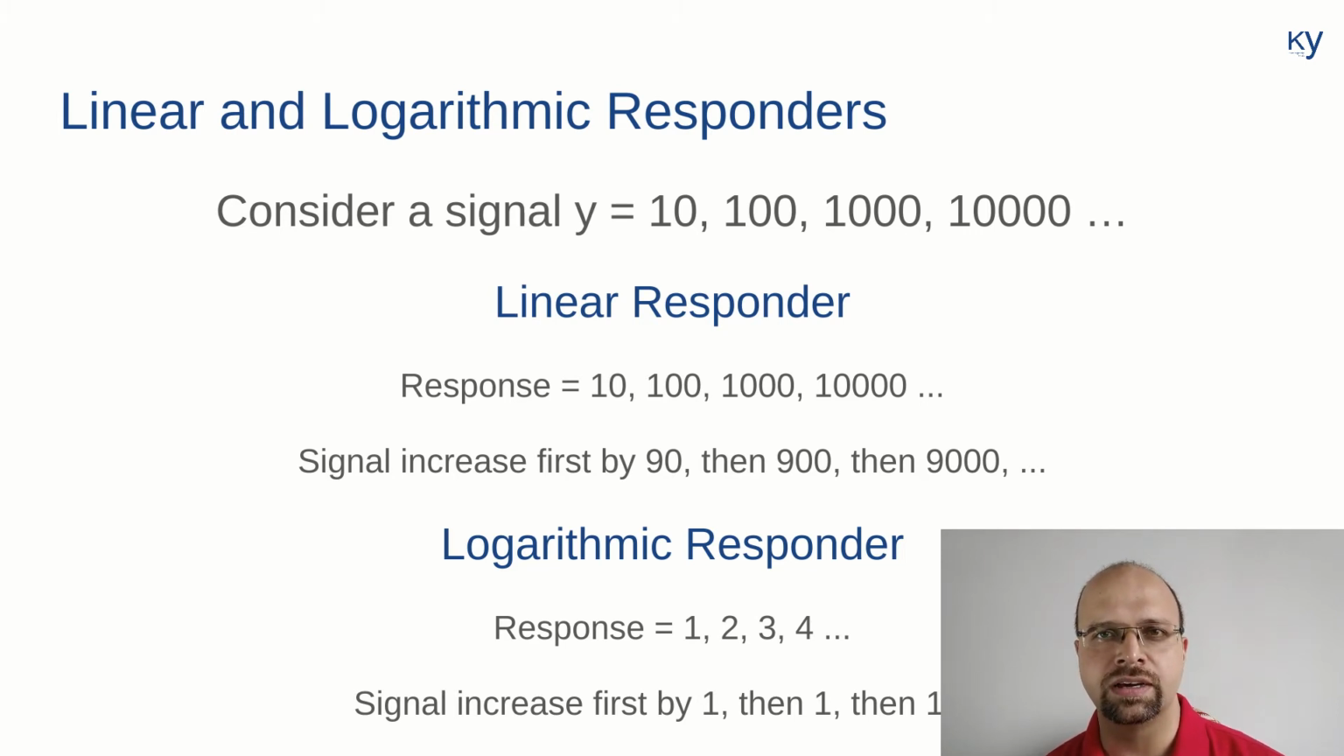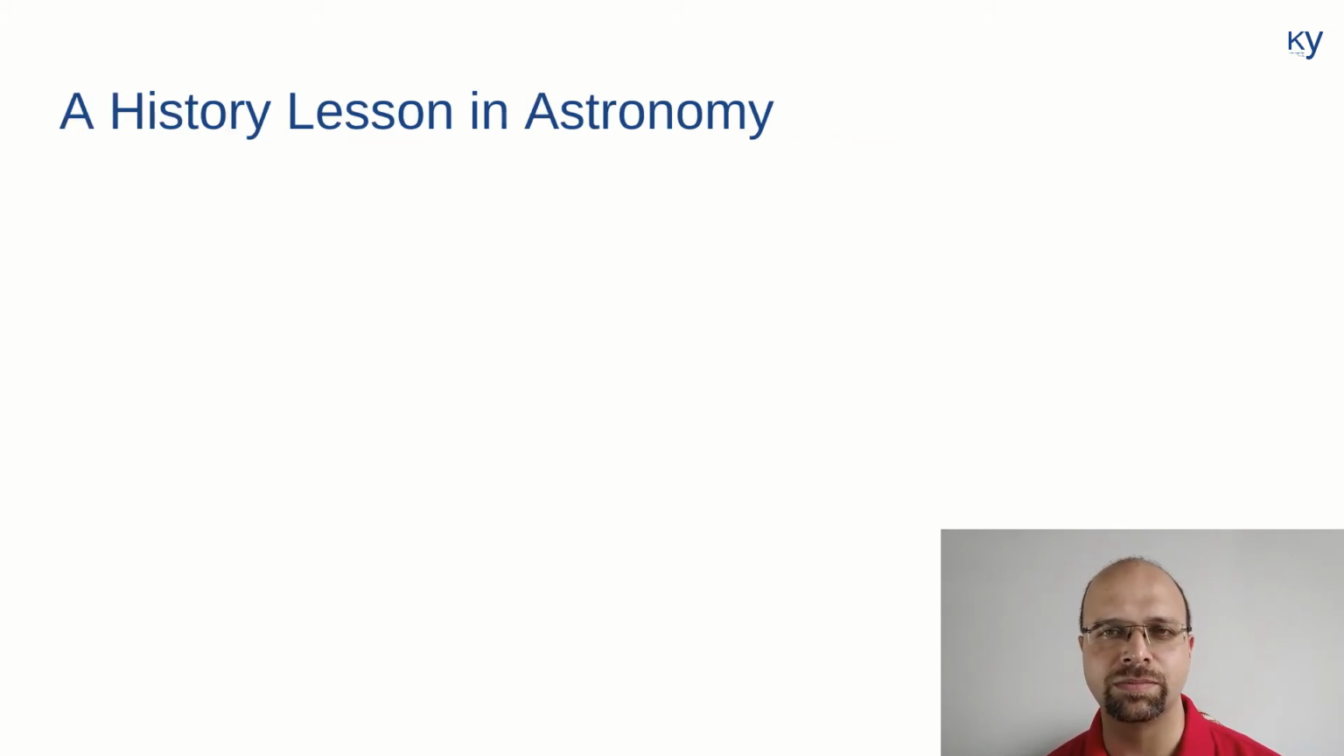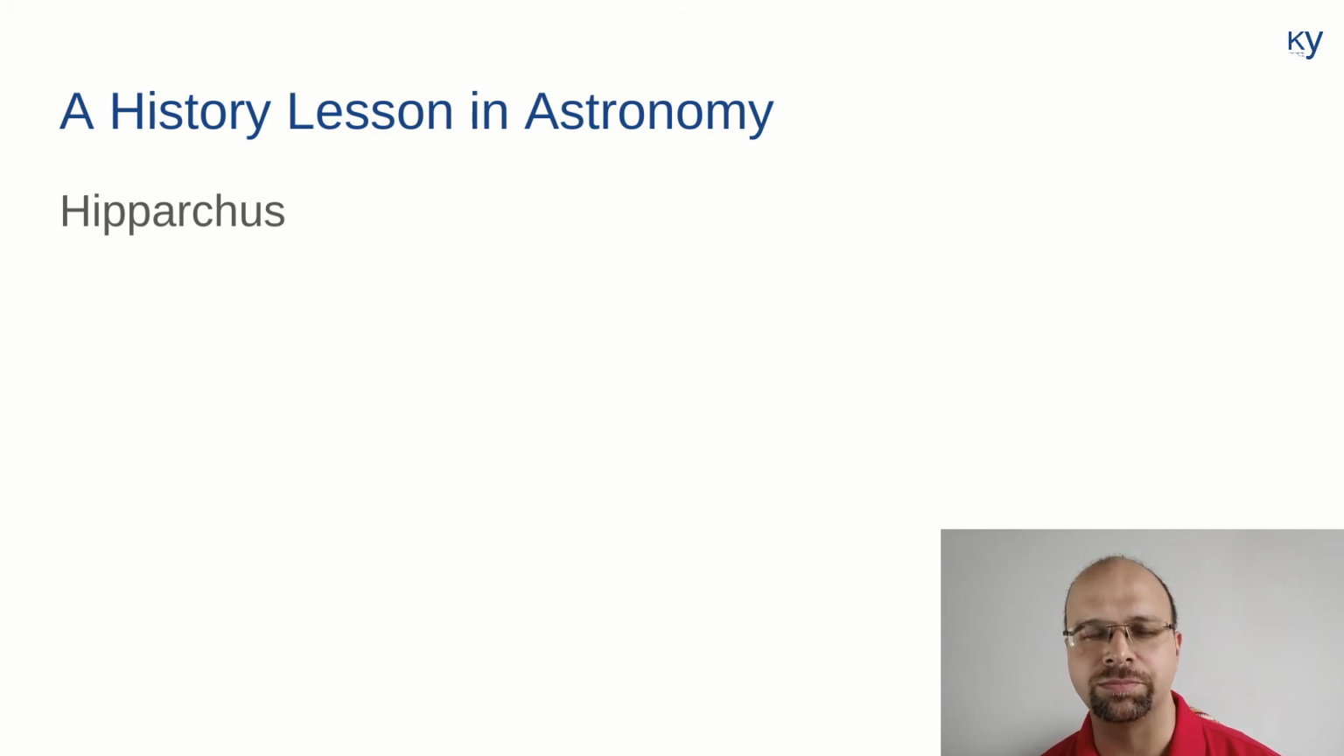Now we need to deviate a little bit and go into a history lesson in astronomy. So let's see why I'm taking you through a history lesson in astronomy. We need to go back to ancient Greece, a few hundred BC. There was a gentleman by the name Hipparchus, and he constructed a catalog of 1000 stars.